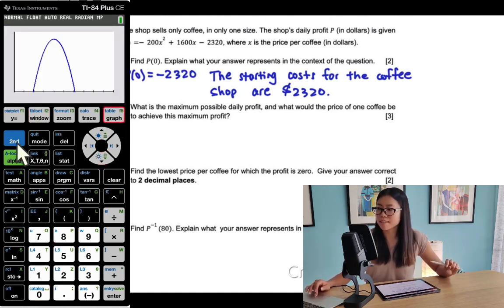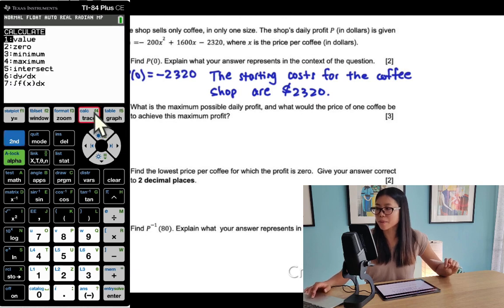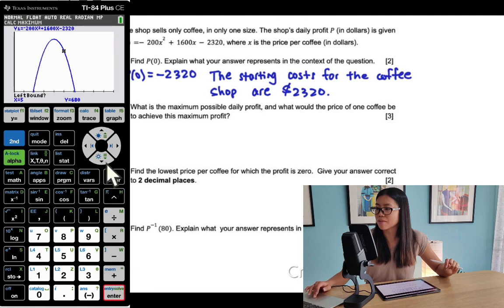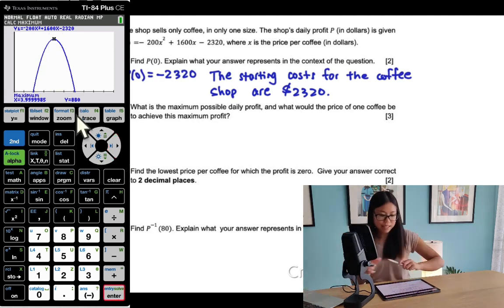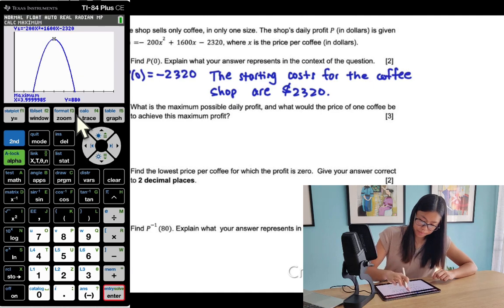Now we go second, calculate menu. We're going to look for the maximum, that's option 4, and follow the instructions on the screen. So select a point to the left of the vertex, select a point to the right of the vertex, and press enter one last time. And we can see our maximum profit here is 880.